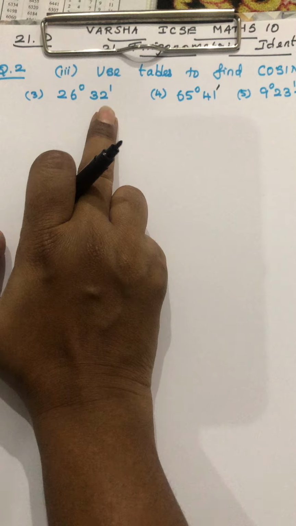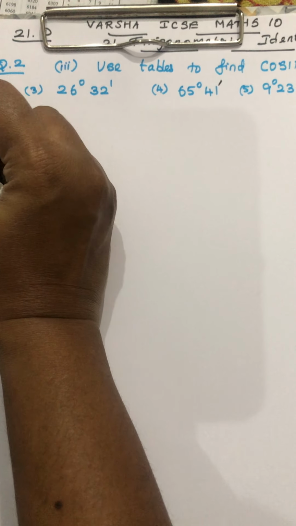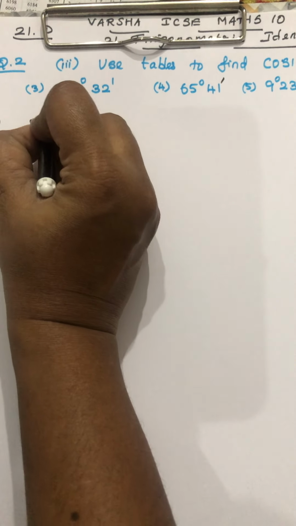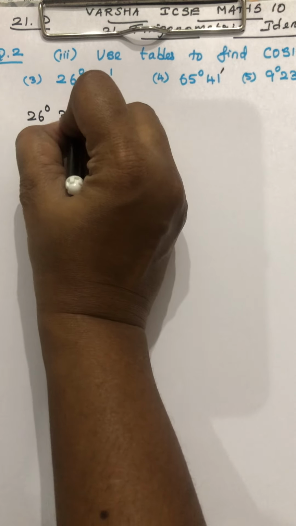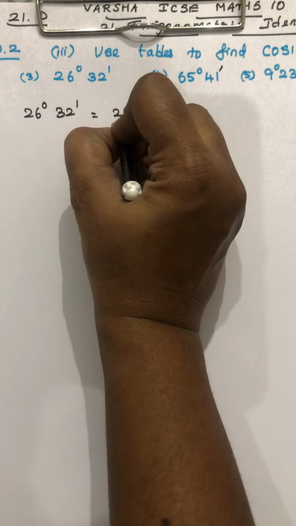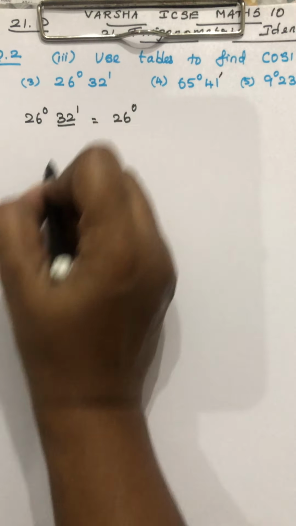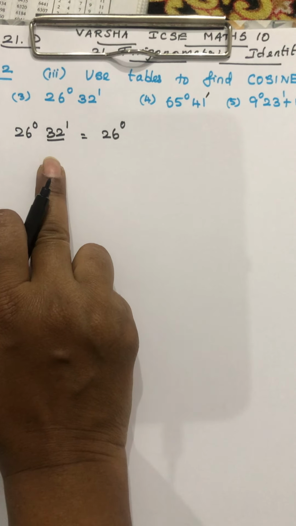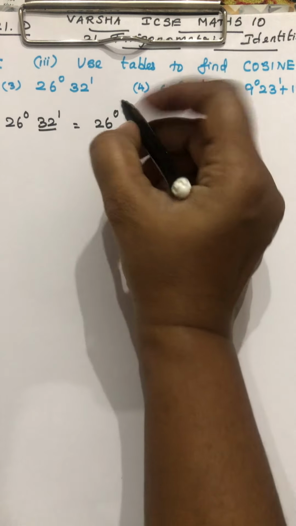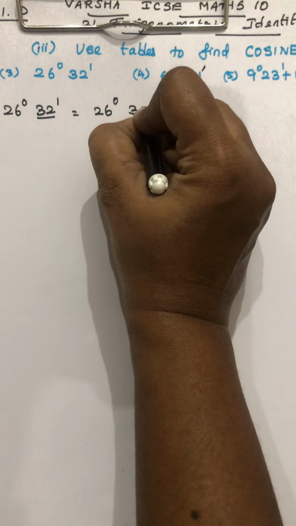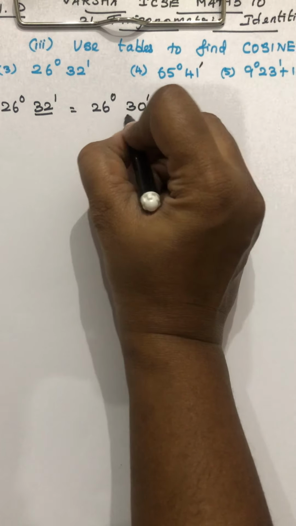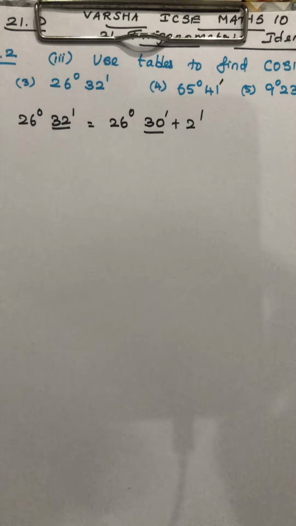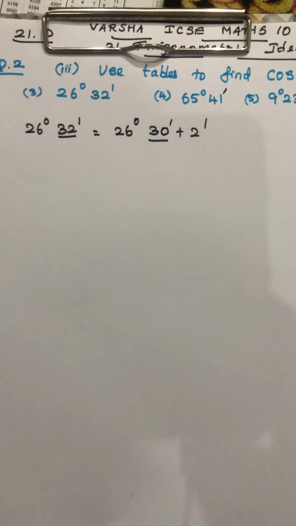Take the first sum. It is 26 degrees 32 minutes. See students, we have to split this 32 into a multiple of 6. So how will you split? 30 minutes plus 2. Why? Because in the table we have only multiples of 6.